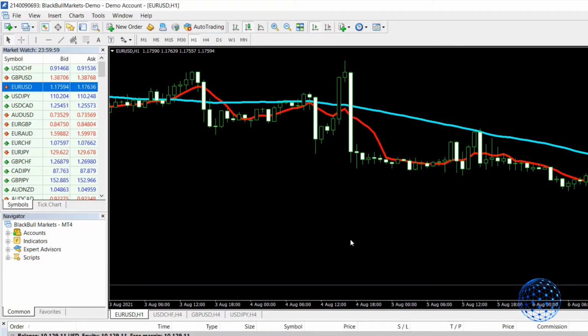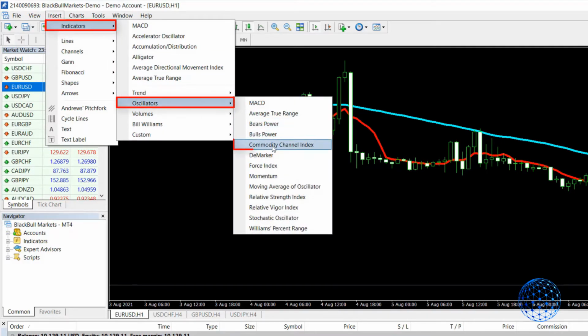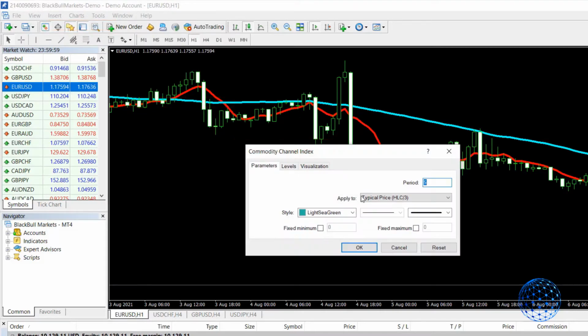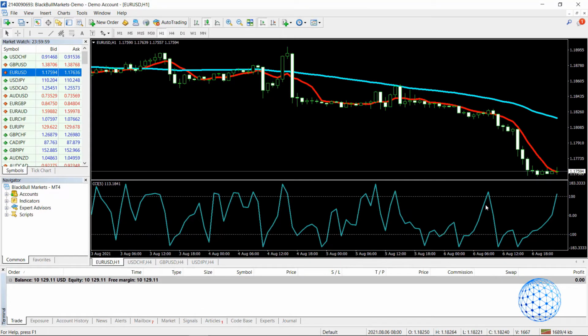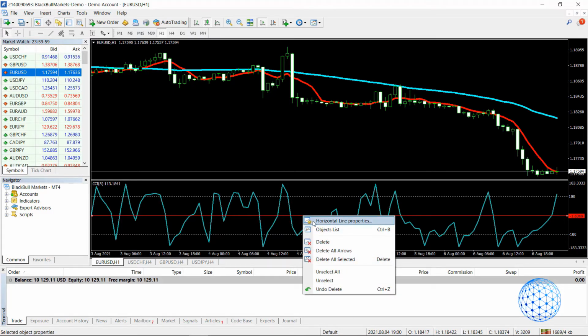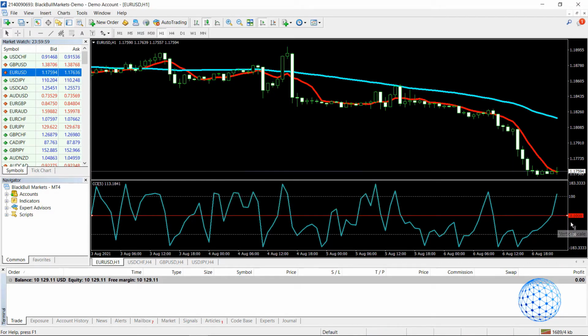And as well I will add the indicator CCI, which you can find in the oscillators, Commodity Channel Index, here it is. And I will stick to a period of 5 and I will click on OK so it displays below the chart. And I will need here one horizontal line which will be sitting at the 0 line. Let me put it precisely. If you can't, you can just right click on the horizontal line, properties, and in the parameters you can put 0 and click on OK and it will stick to the 0.